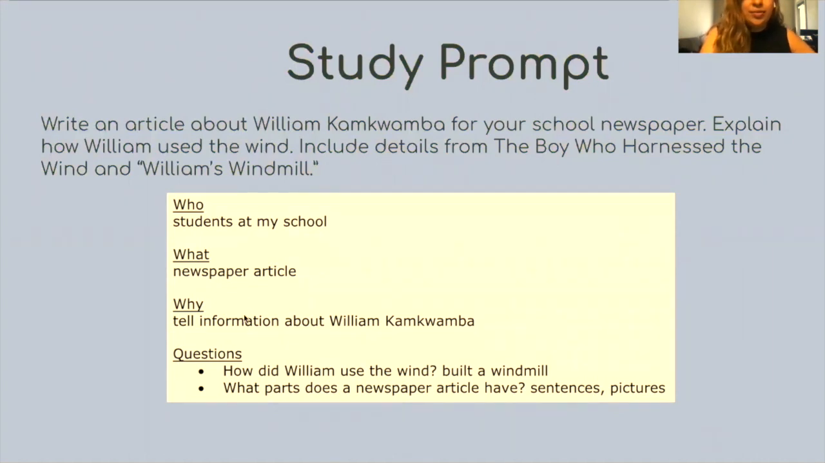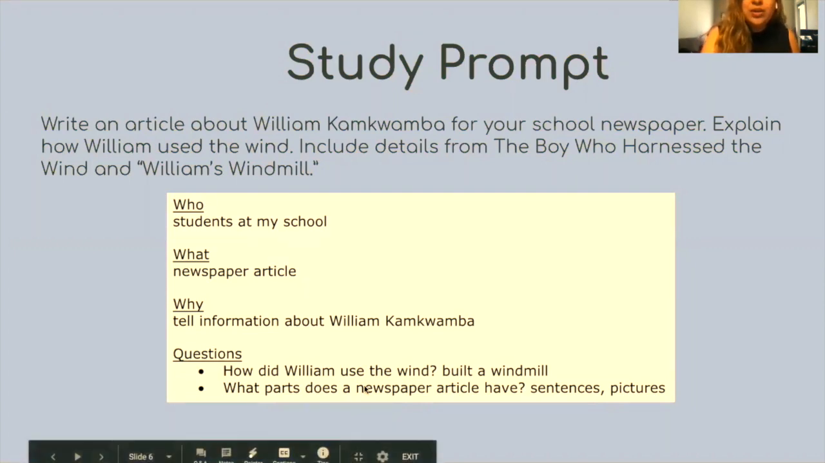Why are you writing the article? It is to tell more information about William Kamkwamba. And then the questions that you might have about the prompt is, how did William use the wind? He built a windmill. What parts does a newspaper article have? It can have sentences and also include pictures. So you'll get to see an example of an article about William Kamkwamba.